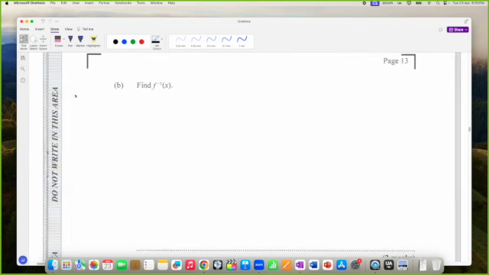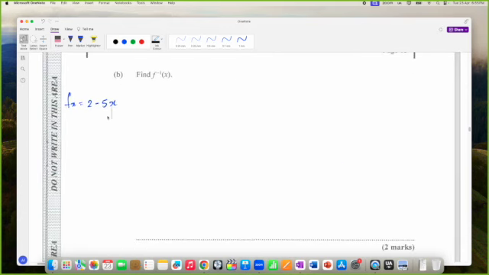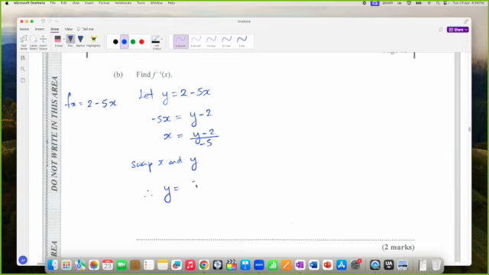Find the f inverse of x. So the f of x is 2 minus 5x, was it? Yep. So to find the inverse, first we let y equal 2 minus 5x, then make x the subject of the formula. So we could see here that -5x is going to be y minus 2. So x is y minus 2 all over -5. Then we swap x and y. So therefore, y is equal to x minus 2 all over -5, and therefore the f inverse of x will be x minus 2 all over -5.